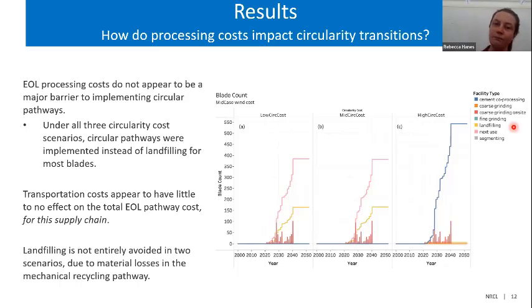instead of seeing different pathways implemented based on location. However, some bad news is that we're never really avoiding blade landfilling, partly due to landfilling being a preferred pathway right at the beginning of the model run, where the circularity pathways still are pretty high in cost. And we also have our mechanical recycling pathway that involves some material losses, which do end up getting landfilled. So although we're seeing a circularity transition, we're not seeing anything like full or complete circularity.